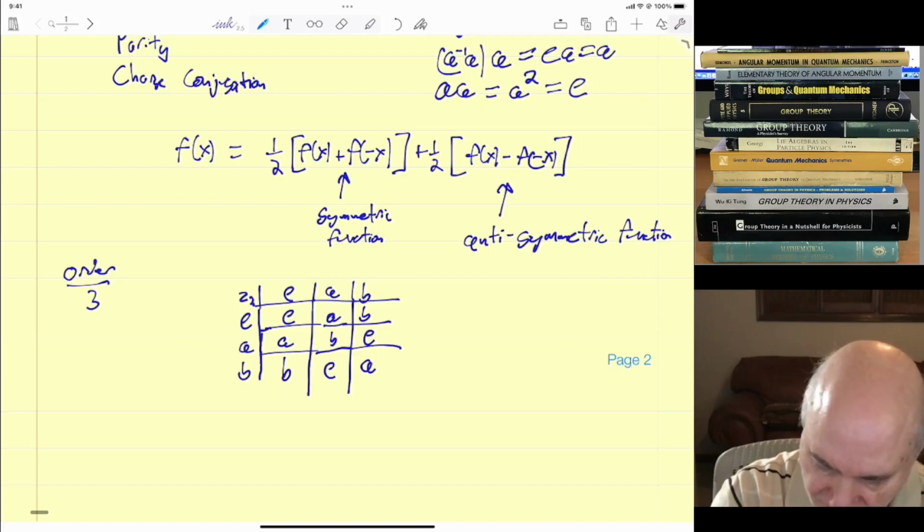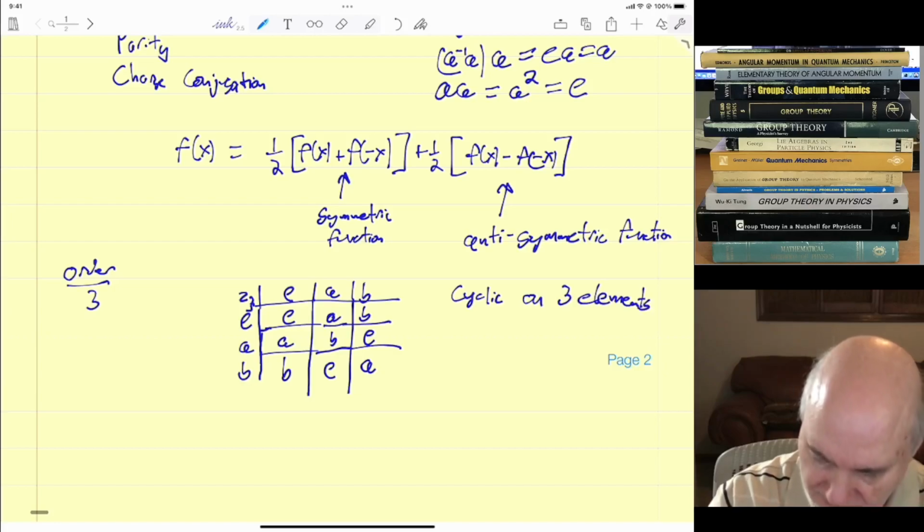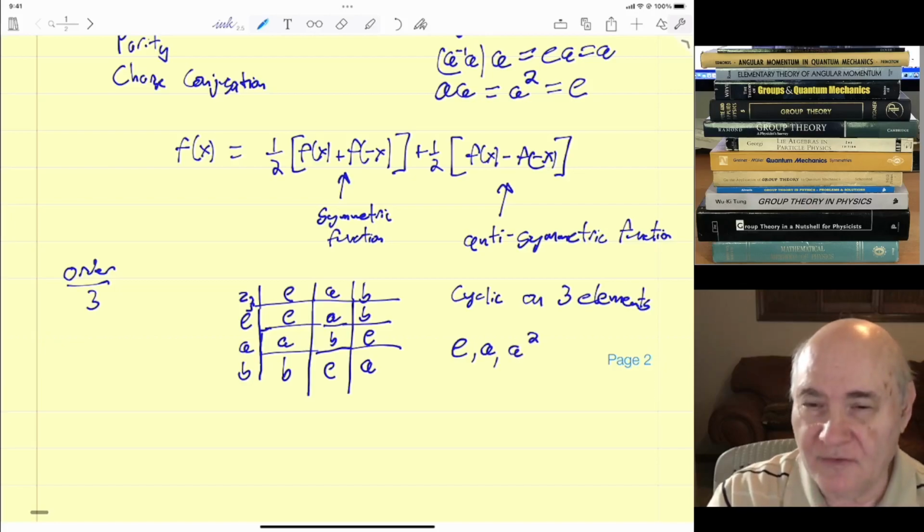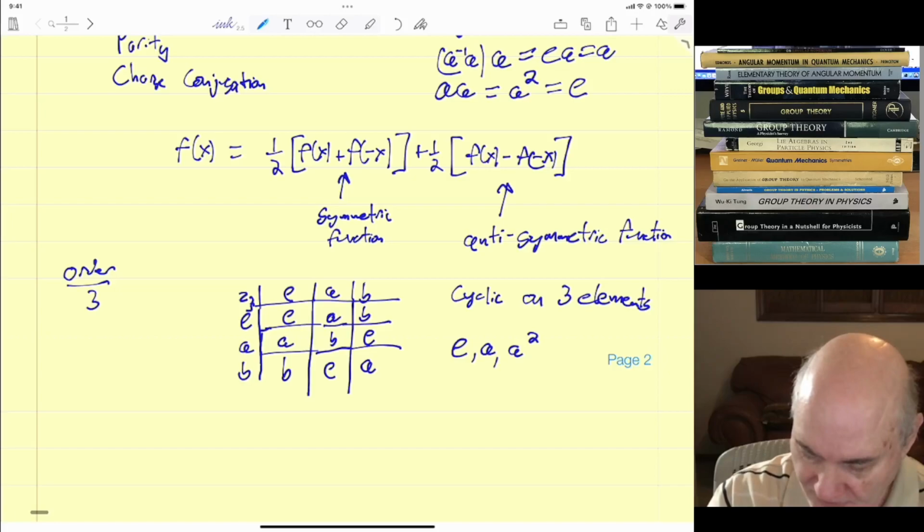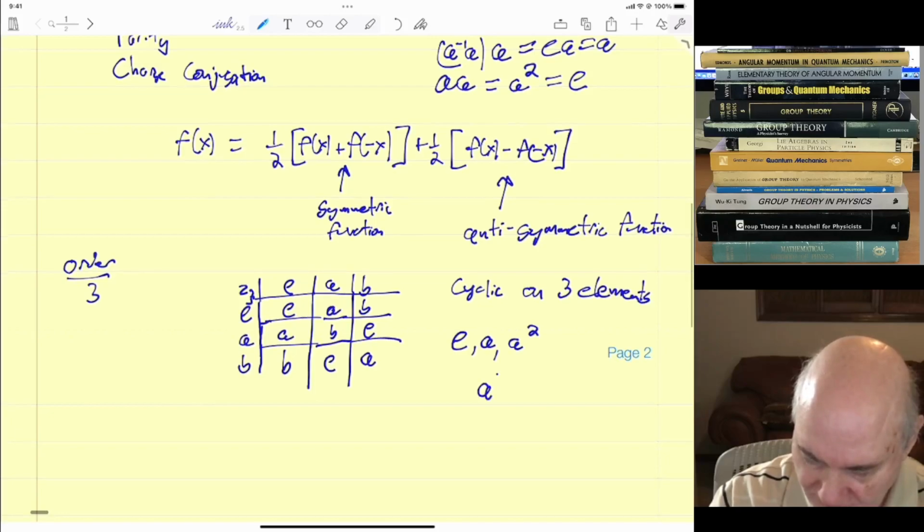And this is called Z3. It's the cyclic group on 3 elements. And essentially, you have E, A, and B, where if you look at A squared, it is B. And this is an abelian group. It's commutative. You just multiply E by A, you get A. You multiply by A again, you get A squared. And when you multiply by A again, you get A cubed. And it's easy to show that A cubed is equal to E.